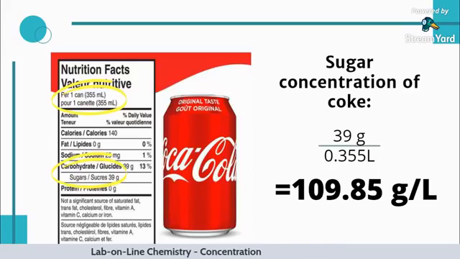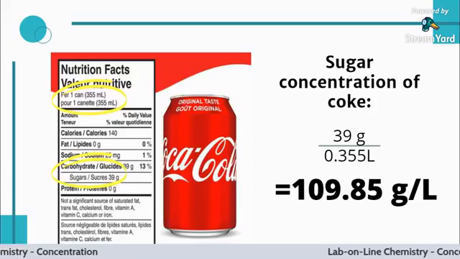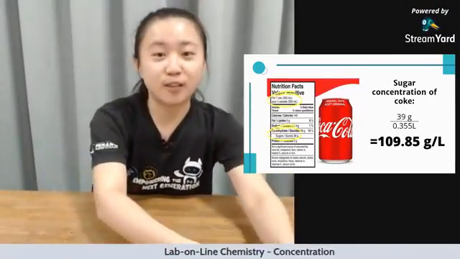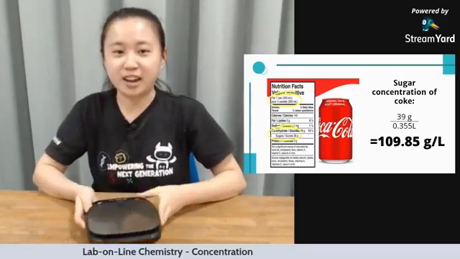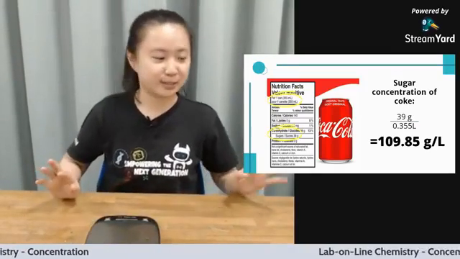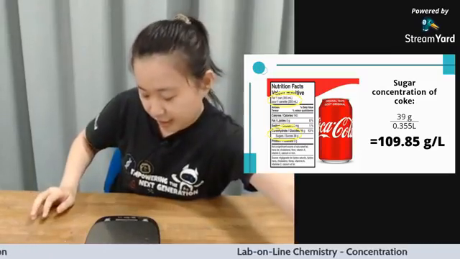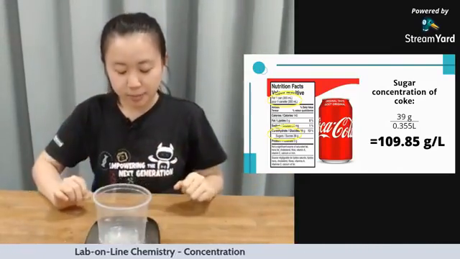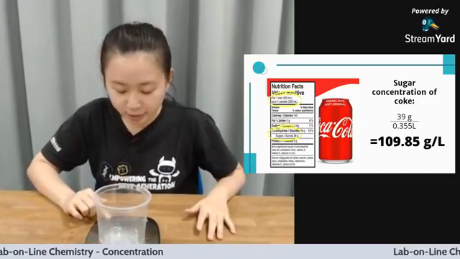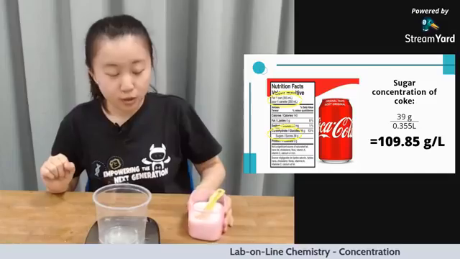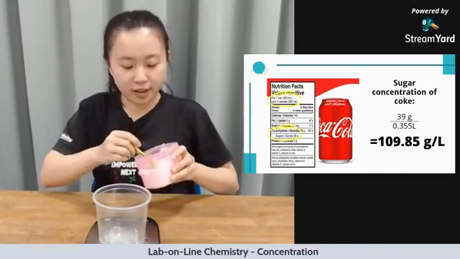So in 1 liter of Coca-Cola, we will have 109.85 grams of sugar. Do you know how much it is? So let me show you how much it will be for 109 grams of sugar. So here comes my weighing skills. And next, I'm going to bring in a beaker. I put it on, and let me tare this weight to 0 so that I will only weigh the sugar later. So I'm going to put in 109.